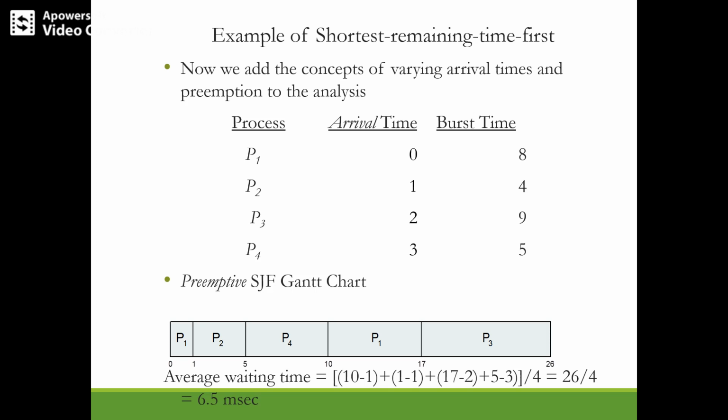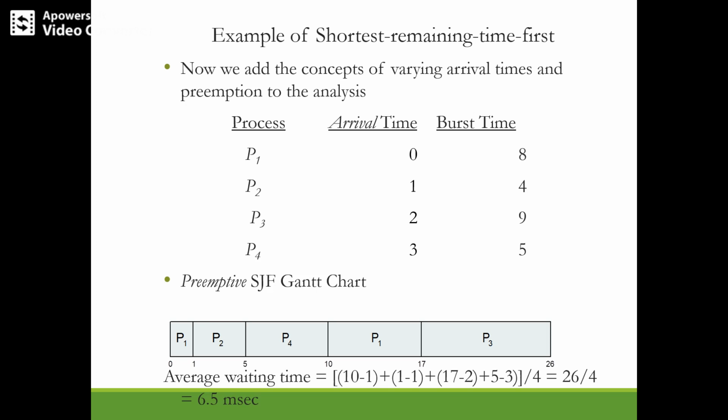Okay, and then for process P3, it is waiting for how many milliseconds? It is waiting for 17 milliseconds. And what is the arrival time of process P3? It is 2 milliseconds. So therefore 17 minus 2 is the waiting time. And then for process P4, what is the waiting time? Process P4 waits for 5 milliseconds minus the arrival time, which is 3 milliseconds. So we have the waiting time as 5 minus 3.